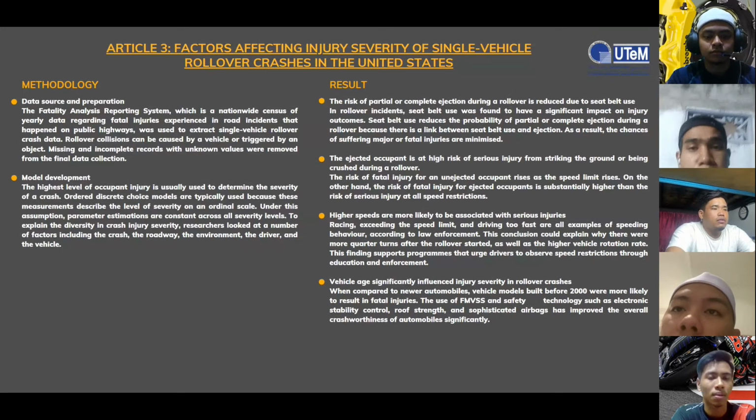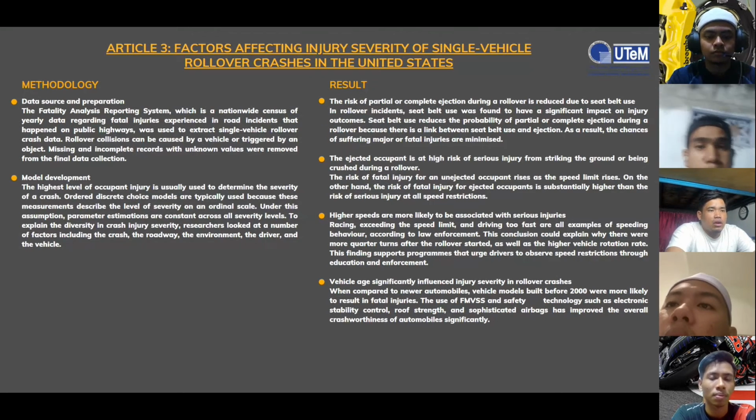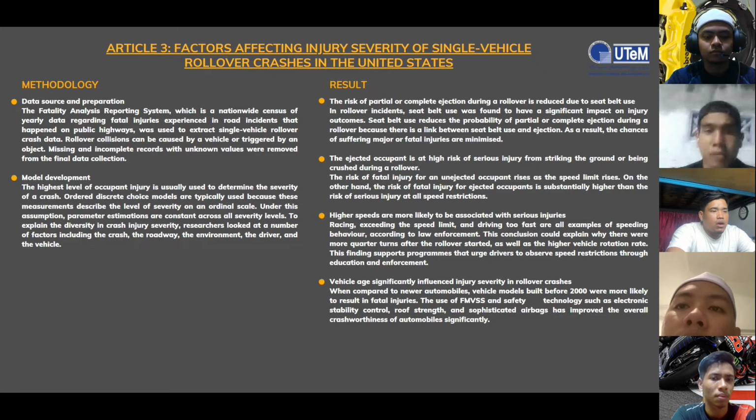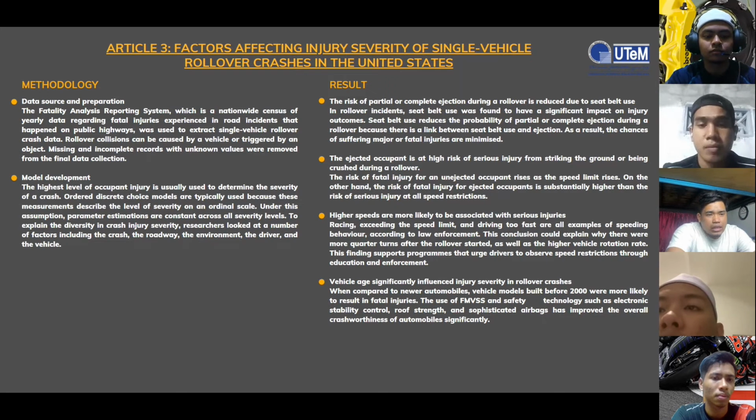So for Article 3, factors affecting injury severity of single vehicle rollover crashes in the United States. For the methodology, data sources and preparation: the Fatality Analysis Reporting System, which is a nationwide census of the yearly data regarding fatal injury experienced in a road incident that happened on a public highway, was used to extract single vehicle rollover crash data. A rollover collision can be caused by a vehicle or triggered by an object. Then we have model development.